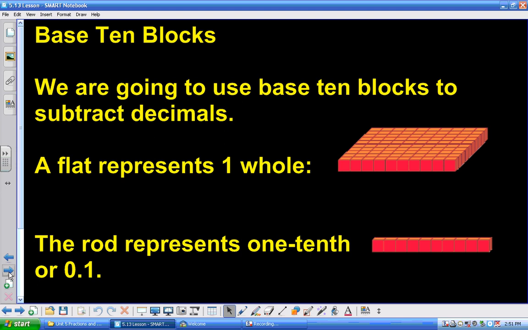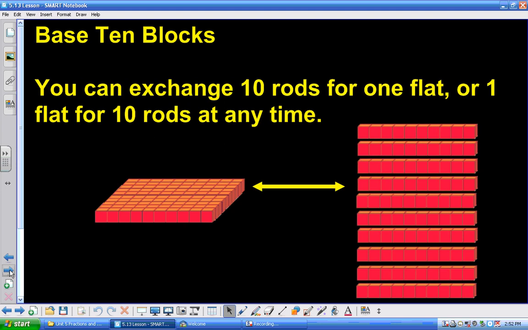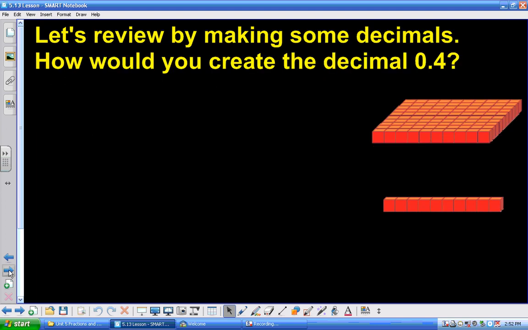A flat still represents one whole, and the rod represents 1/10 or 0.1. If you want to move over so you can see, you can do that too. I'm going to try to stand right here. If I'm in your way, you can move over. All right, you can exchange 10 rods for one flat anytime you want. So when we do, we may have to do some borrowing and some exchanging.